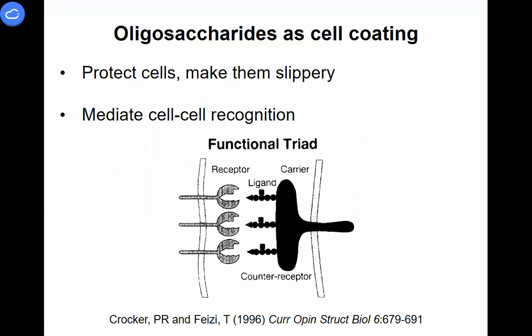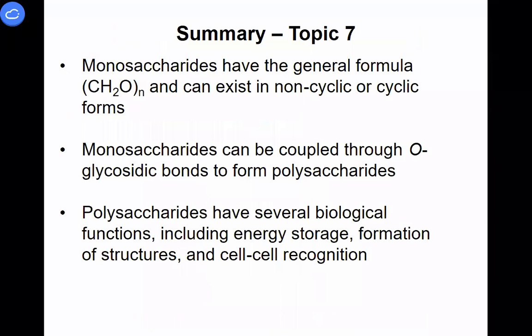Okay, so that's covered some major functions of carbohydrates. They're used for energy storage, structurally, and on the cell surface for different reasons. And that takes us to the end of topic 7. Again, I'm not going to read through these different summary points, but you can reflect on them later and see how we've been there.